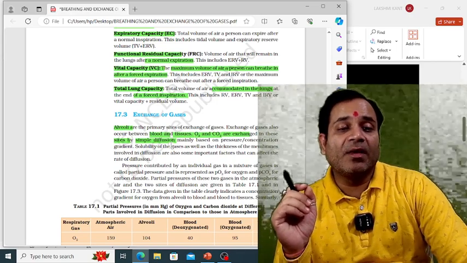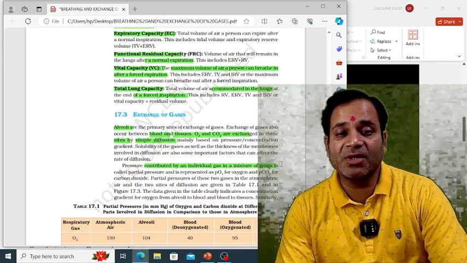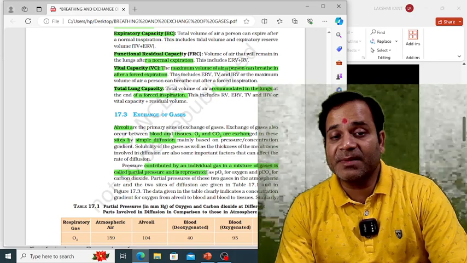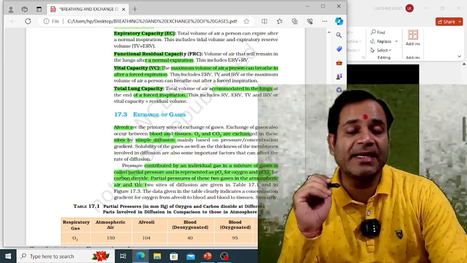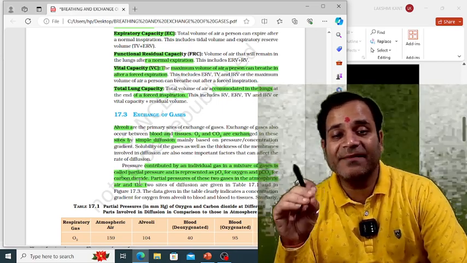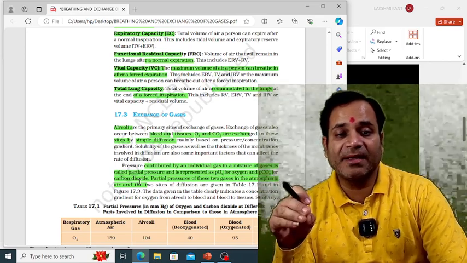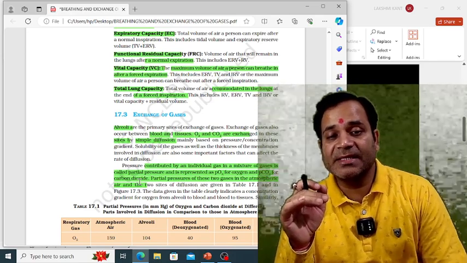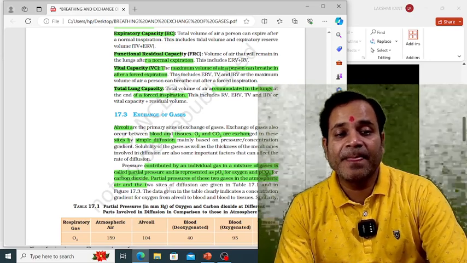Now the pressure contributed by an individual gas in a mixture of gases is called partial pressure, and it is represented as PO2 for oxygen and PCO2 for carbon dioxide. So the pressure contributed by an individual gas in a mixture of gases is called partial pressure, represented as PO2 for oxygen and PCO2 for carbon dioxide.